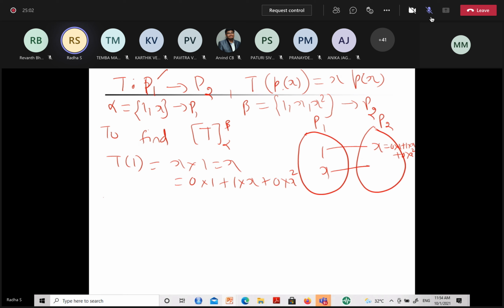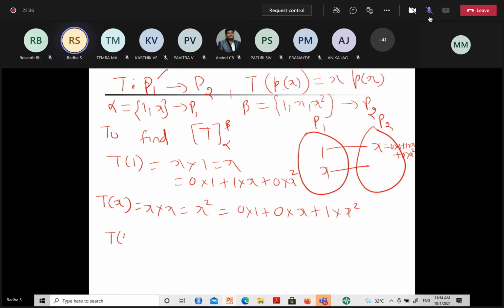Because if you concentrate and study here itself, this module you need not go home and study again. It's that much easy. So what is T of x? Here your P of x is x. So x times x is x square. T of x is x square. So how to write x square? 0 times 1, 0 times x, and 1 times x square.